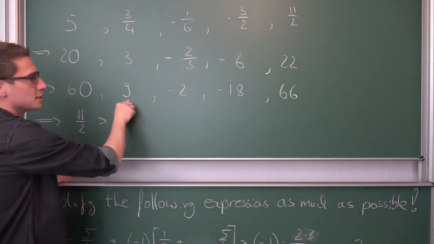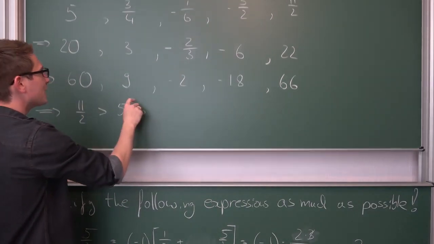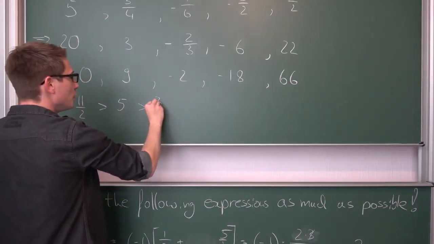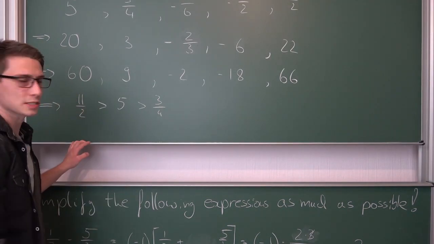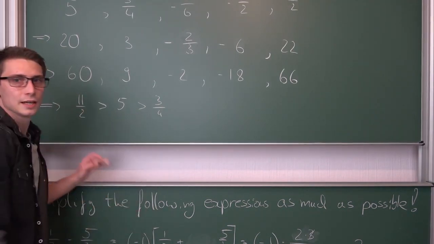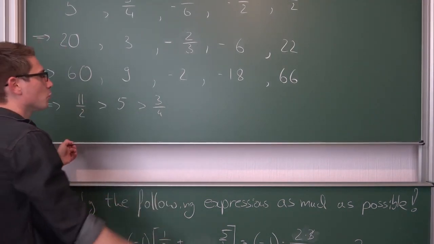Next number is the number 9, alright? Number 9 corresponds to 3 over 4. 3 over 4 is nothing but 0.75, alright? 5 is indeed greater than 3/4.